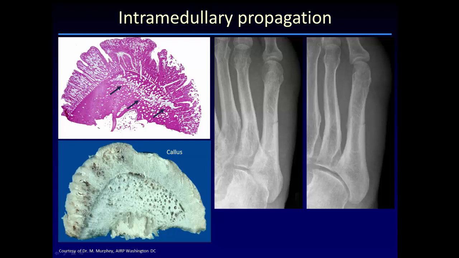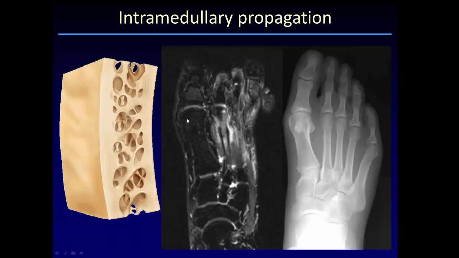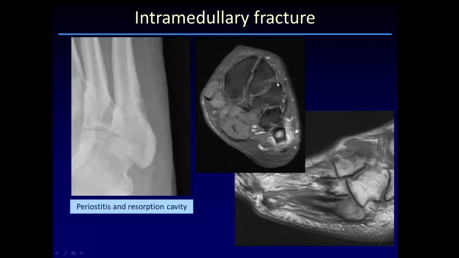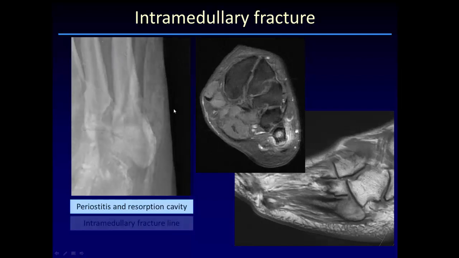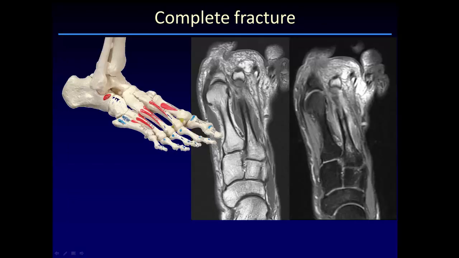And here we can see this intramedullary extension on this beautiful specimen given to me by Dr. Murphy from Washington. So this is really a failure at this point, and our job is to diagnose before we get to this stage and to recognize some of the earlier manifestations that we have in stress injuries of bone. Here's another example of intramedullary extension. These are easy. We're all used to seeing this in our clinical practice, and nobody really has a problem with making a diagnosis at this stage.